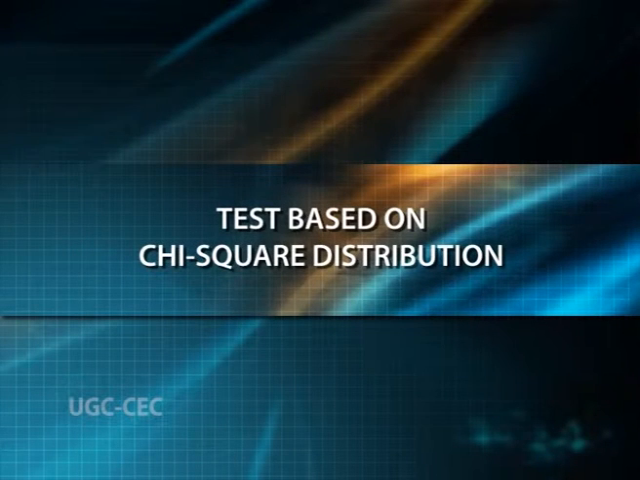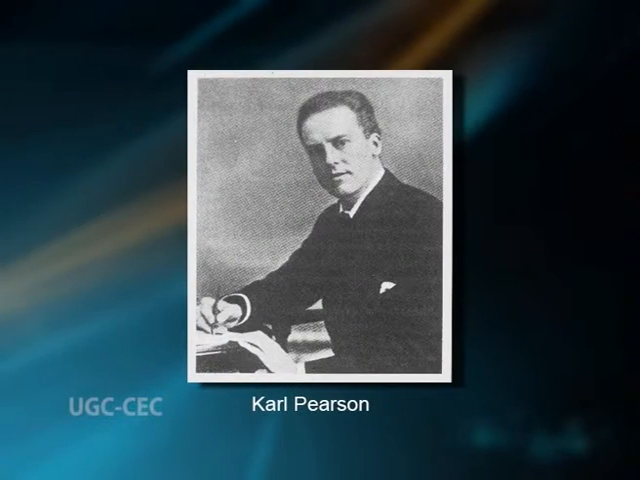Test based on chi-square distribution. 1. Goodness of fit. The chi-square test of goodness of fit is one of the simplest and most commonly used non-parametric tests of significance by Karl Pearson. It is the most suitable test to compare the obtained set of observed frequencies in a given set with a set of theoretical frequencies within them.